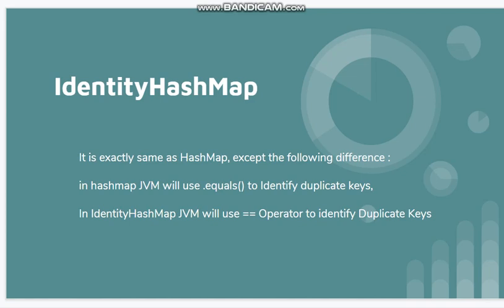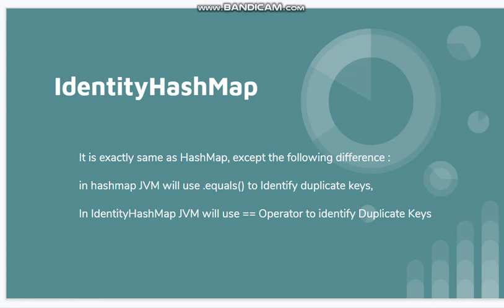In hash map, when we are trying to insert a new key, then to compare the key, the hash map calls the equals method. But in case of identity hash map, rather than calling the equals method to compare the key whether it's a duplicate or not, the identity hash map calls the equal to operator.